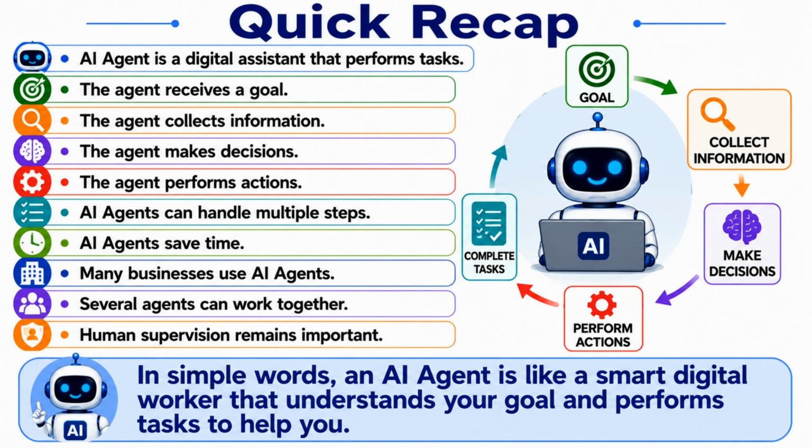Now we will see the summary. An AI agent is a digital assistant that performs a task. The agent receives a goal. The agent collects information. The agent makes decisions. The agent performs actions. AI agents can handle multiple steps. An AI agent saves time. Many businesses use AI agents. Several agents can work together. Human supervision remains important. In simple words, an AI agent is like a smart digital worker that understands your goal and performs tasks to help you.